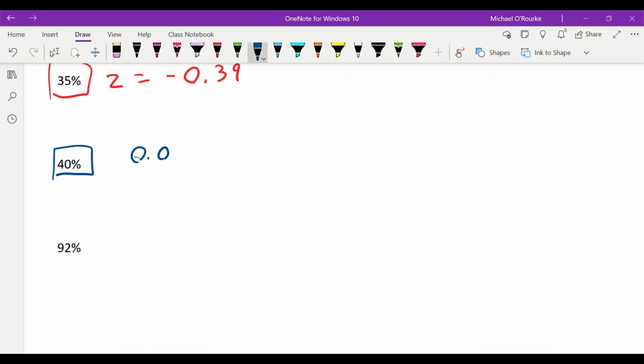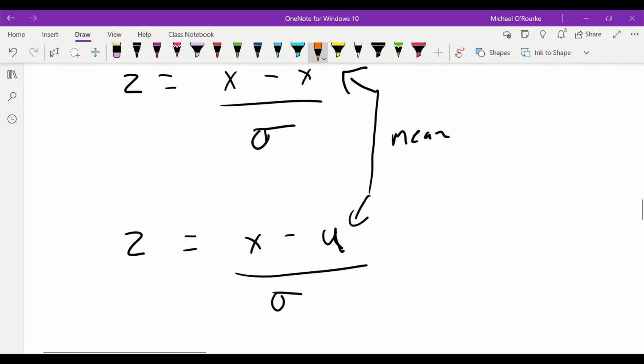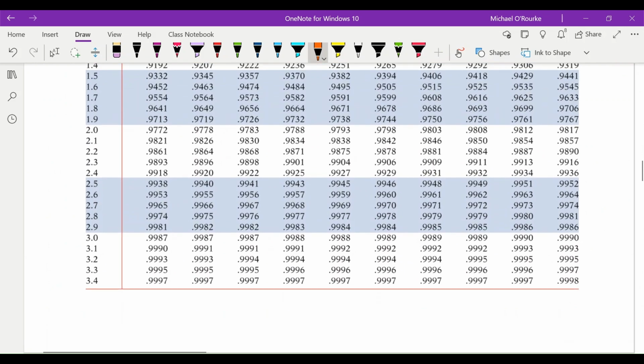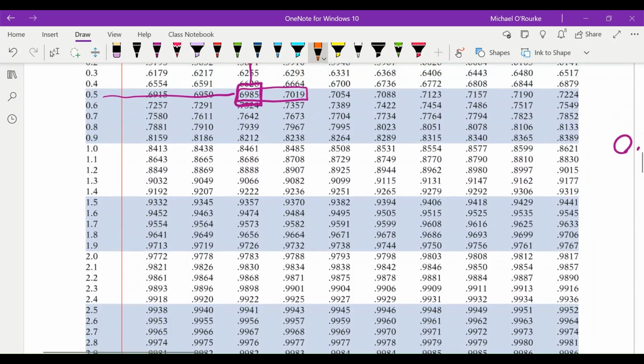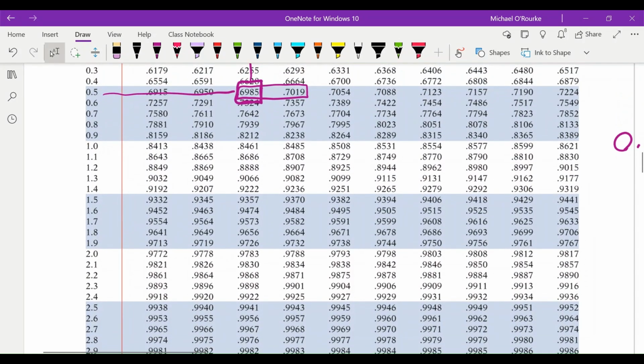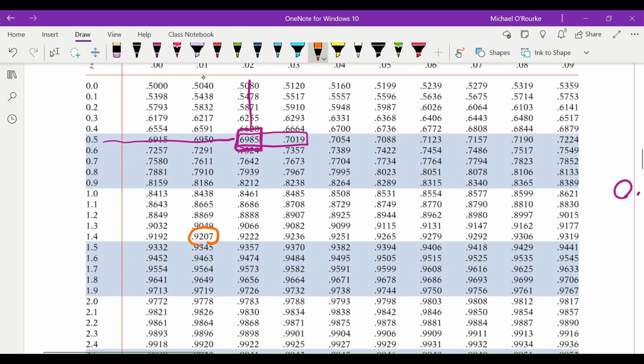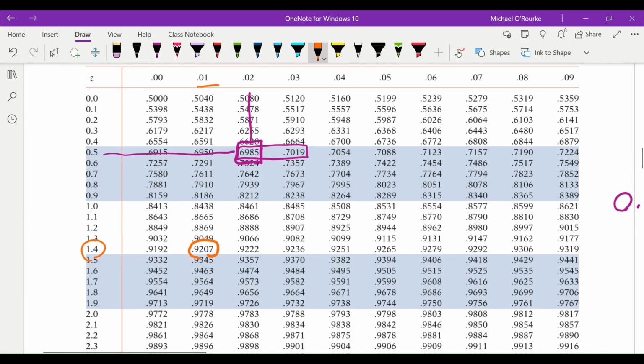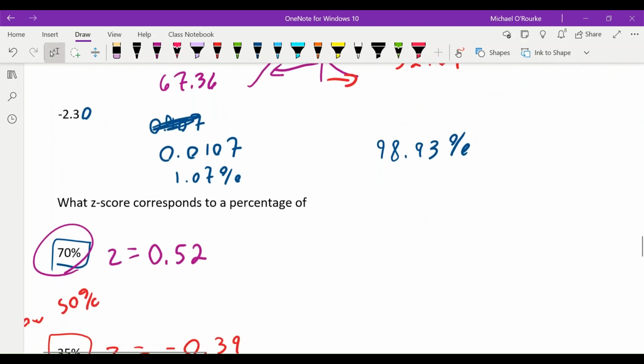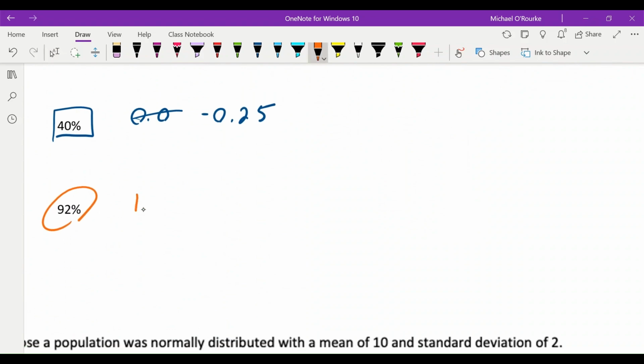Negative 0.25 is my number. And lastly, 92%. So 92 is above 50, so it's going to be a positive number. And 92 on the dot, I'm looking right here, which would be 1.41.